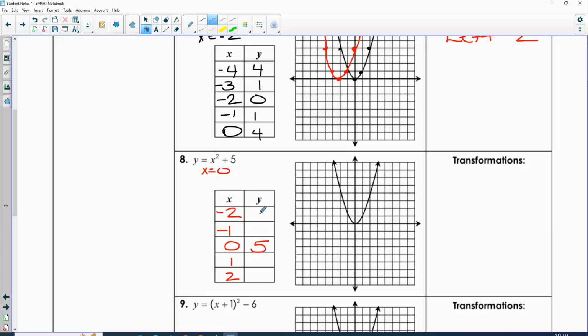All right, negative 2, what did you get? Negative 1. Make sure you put your negative 1 in parentheses. You should get 6. 1, what did you get? And 2? So let's graph (-2, 9), (-1, 6), (0, 5), (1, 6), and (2, 9).